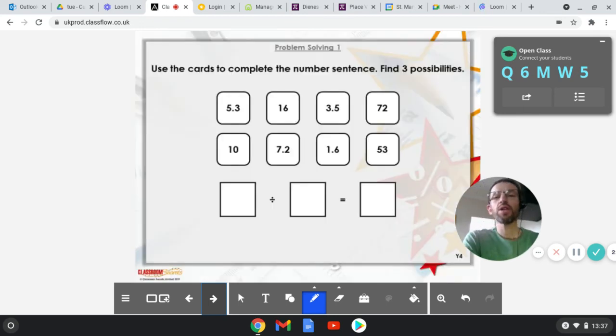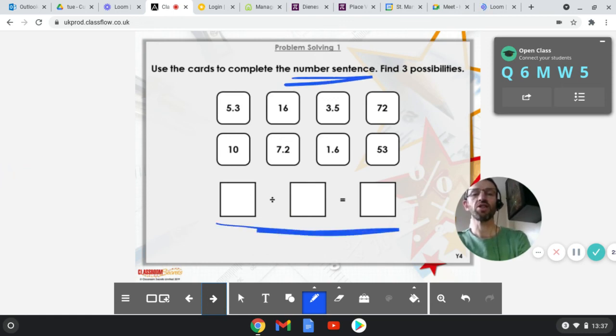It says, use the cards to complete the number sentence. Find 3 possibilities. Number sentence, sometimes we say equation. This down here is the number sentence. We've got some division, and we've got equals here. Now, today we've been doing a lot of division by 10, okay? Everything we've been doing is dividing by 10. So I'm going to suggest that you're probably going to have to put this down here.